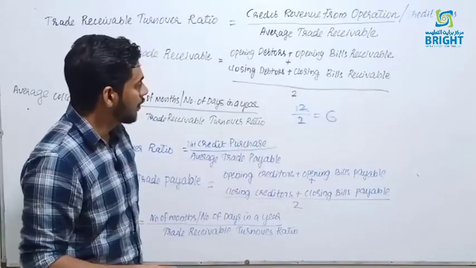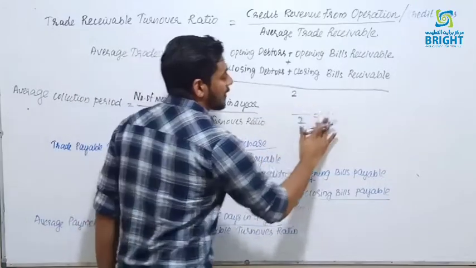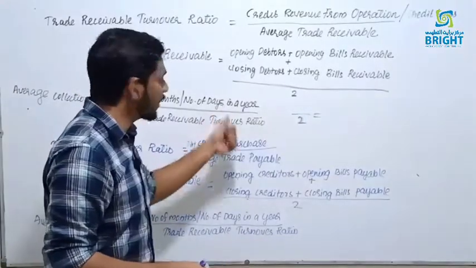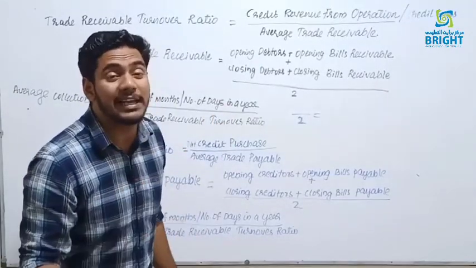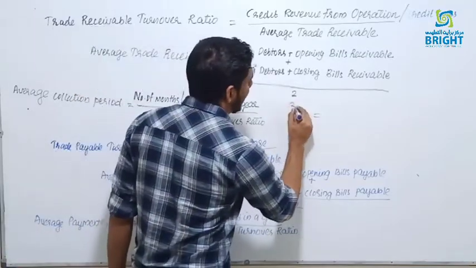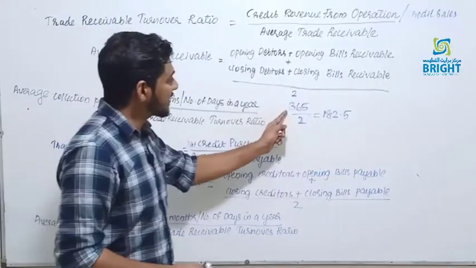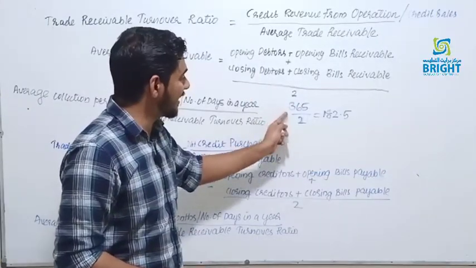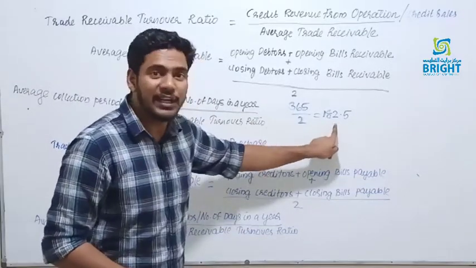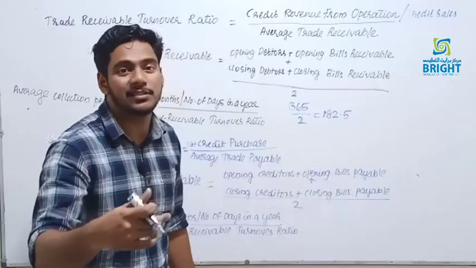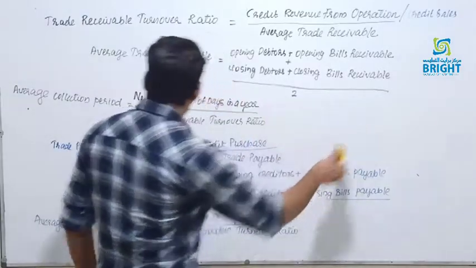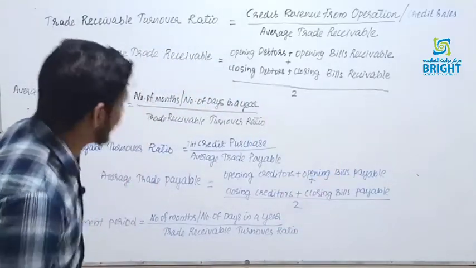Then you can find this in months, or you can calculate the same in years also. When you are calculating the number of days in a year, you will get within how many days you can collect the debts back. So here 365, the total number of days in a year, divided by trade receivable turnover ratio, which means after every 182 days you will collect your debts back. See, the same you can apply in trade payable turnover ratio as well.